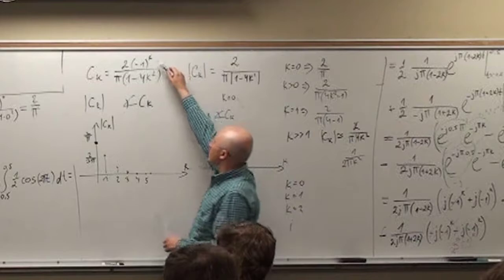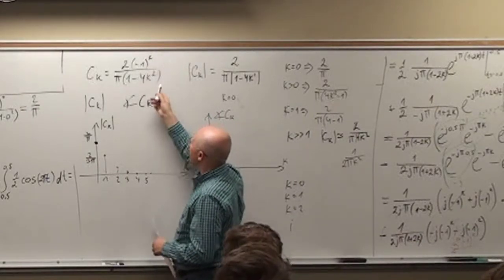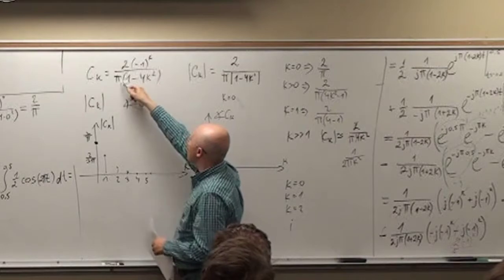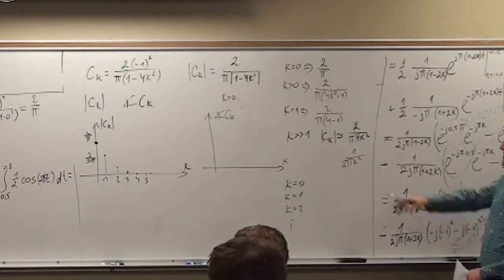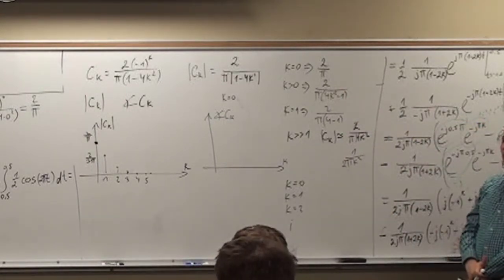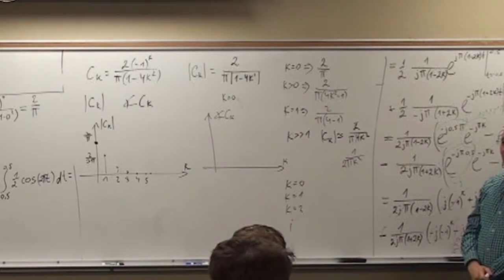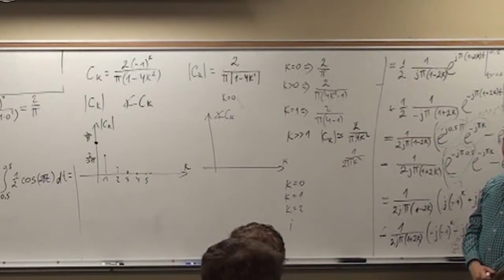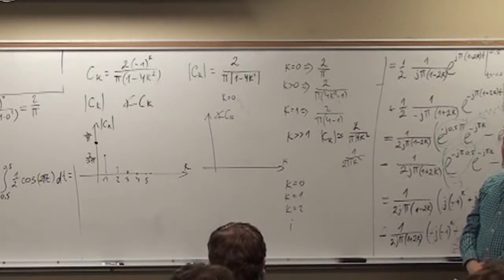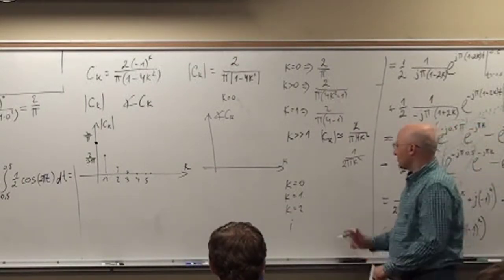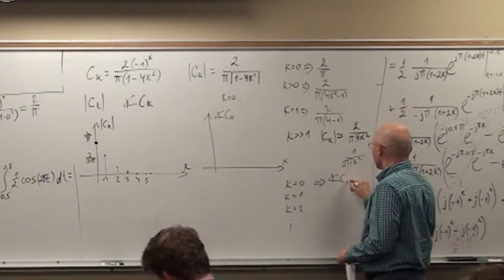Right, so if k equals 0, we get something positive divided by something minus 0, which is pi. So it's 2 over pi. So what angle does 2 over pi have? What is the angle of any positive real number? It's 0. Any negative number has angle pi, or minus pi. Any positive number is just 0. So here the angle of c0 is 0.